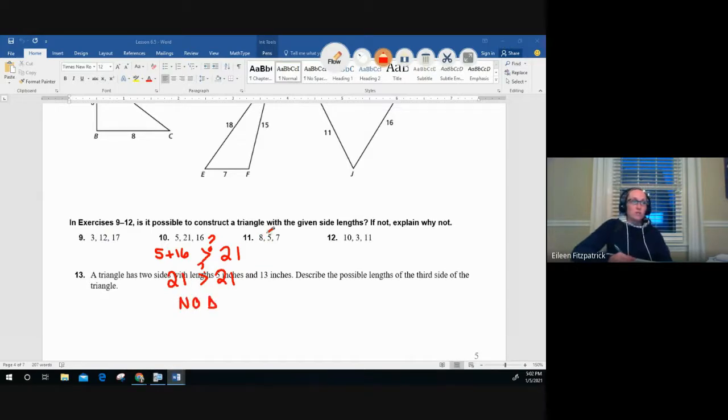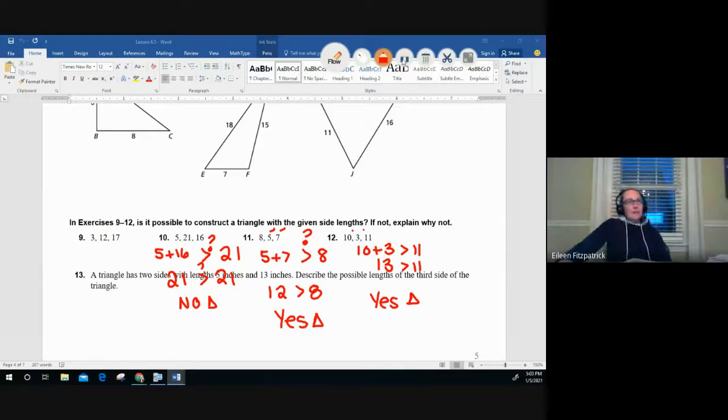Smaller two segments, 5 and 7. When you take 5 plus 7, they have to be greater than that third side, which is an 8. All right, so 5 plus 7 is 12. 12 is greater than 8. So yes, we have a triangle here. Smaller two sides, 10 and 3. When you add them together, it has to be greater than the third side. 13 is greater than 11. So again, yes, we have a triangle.